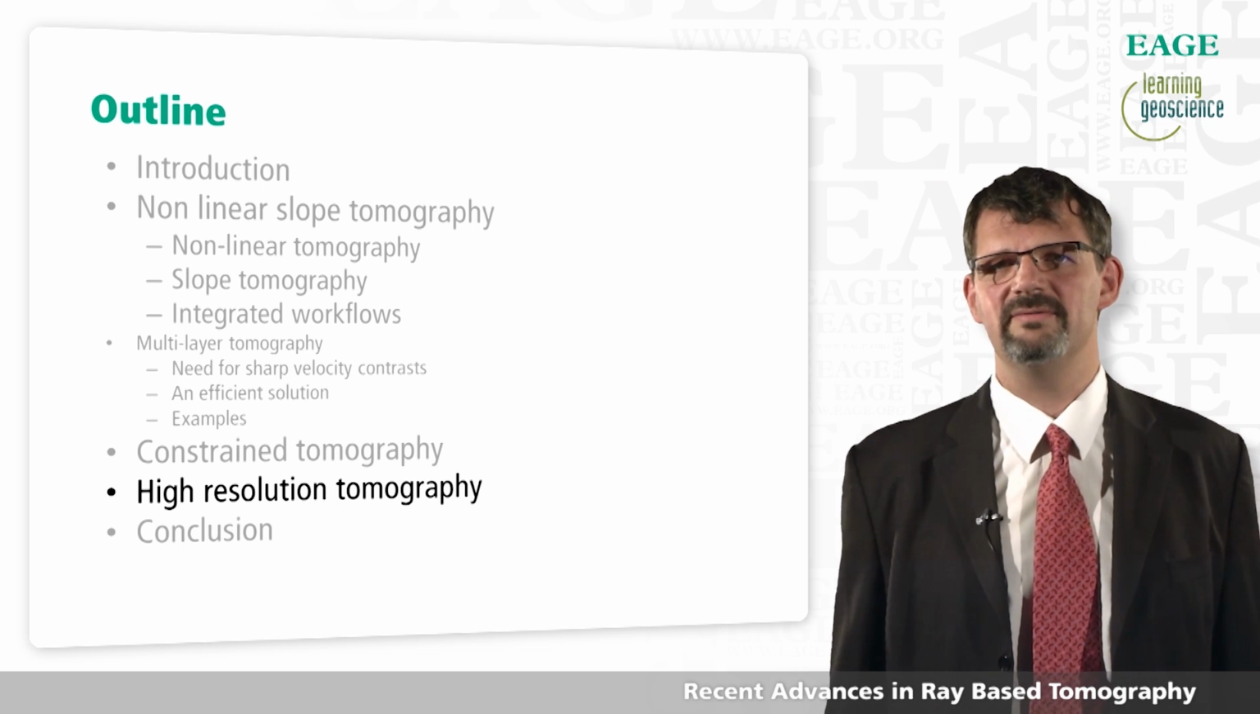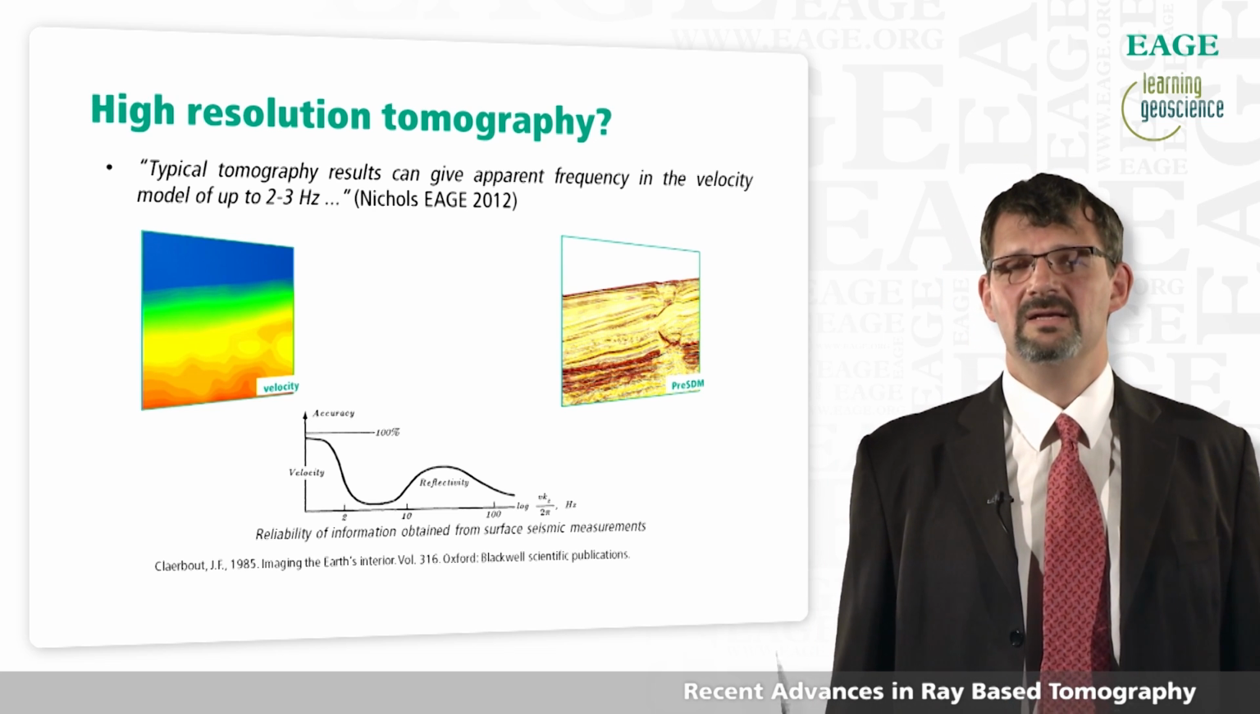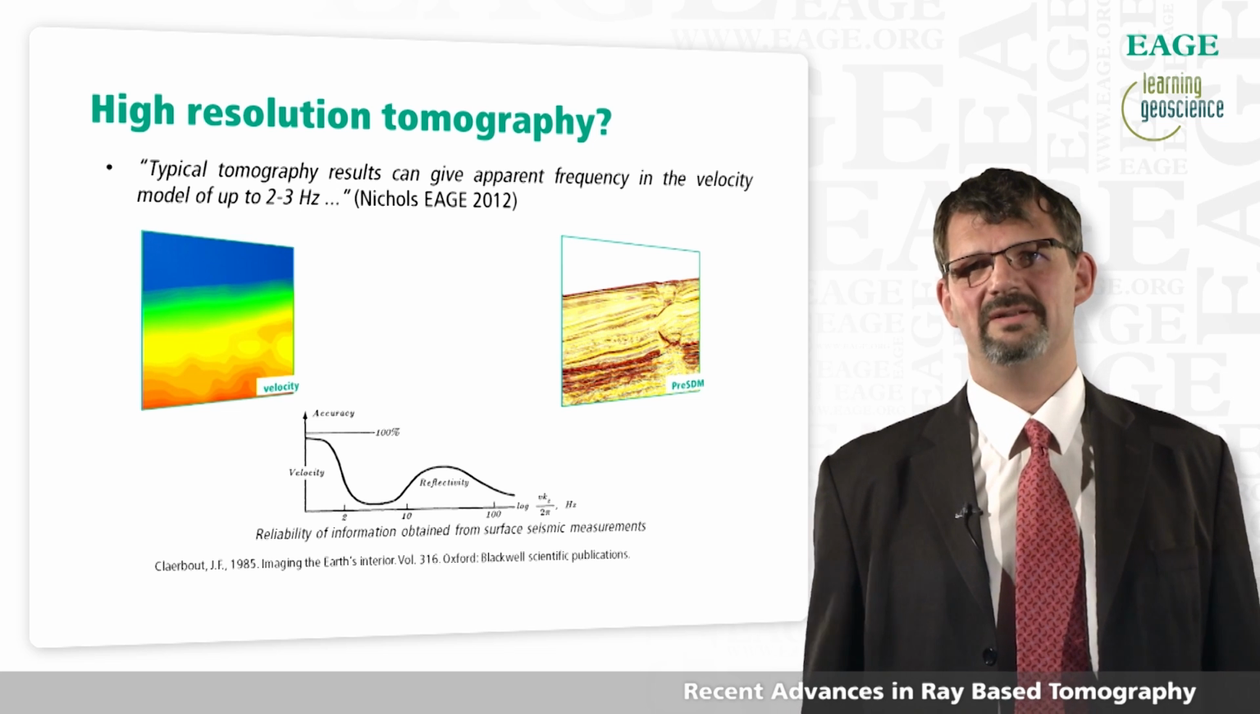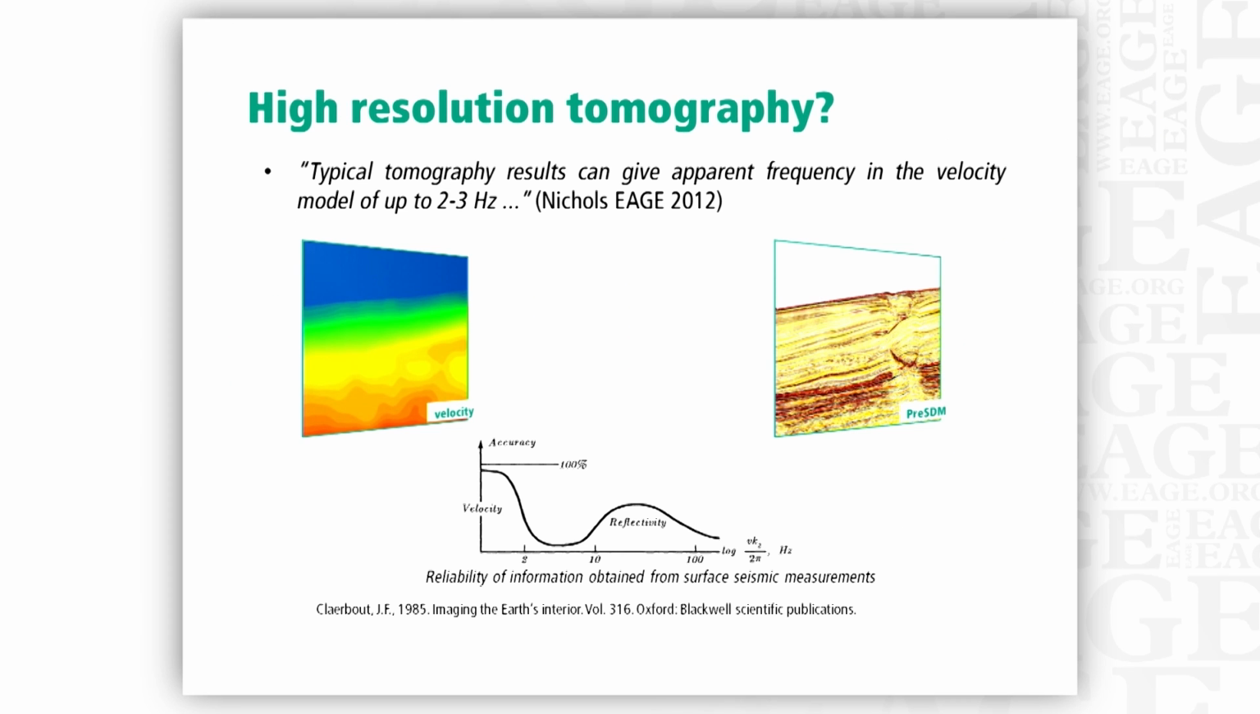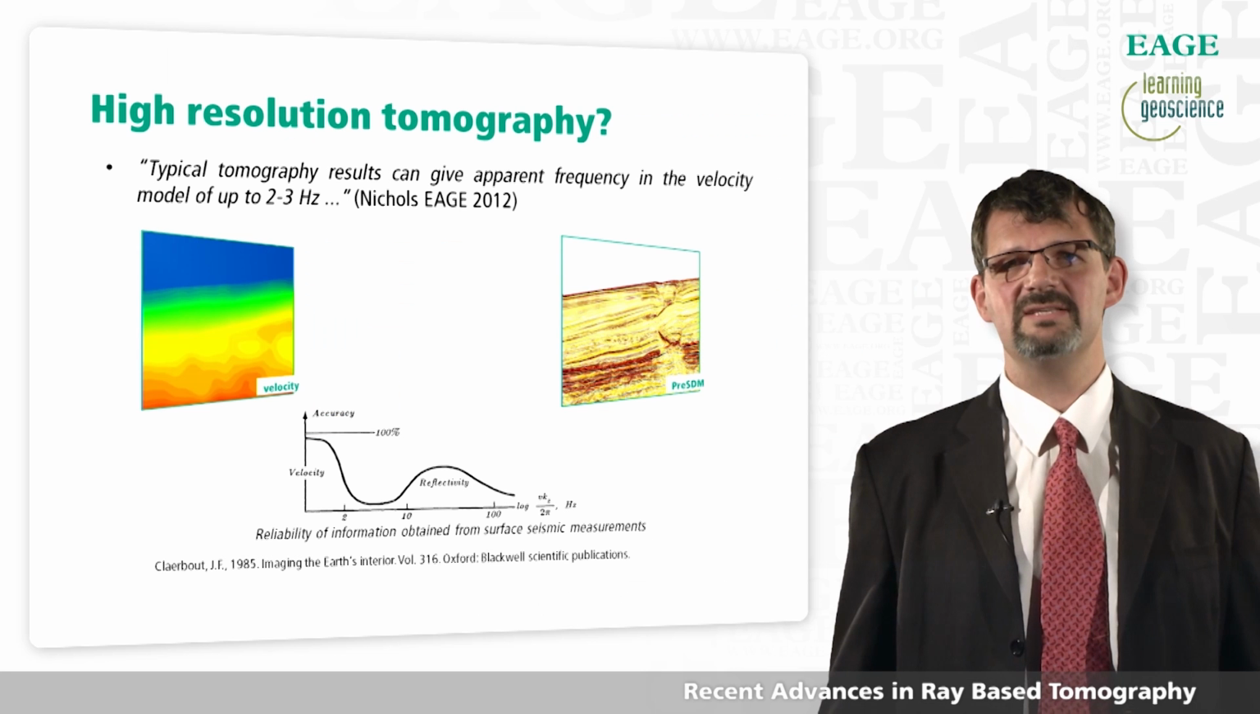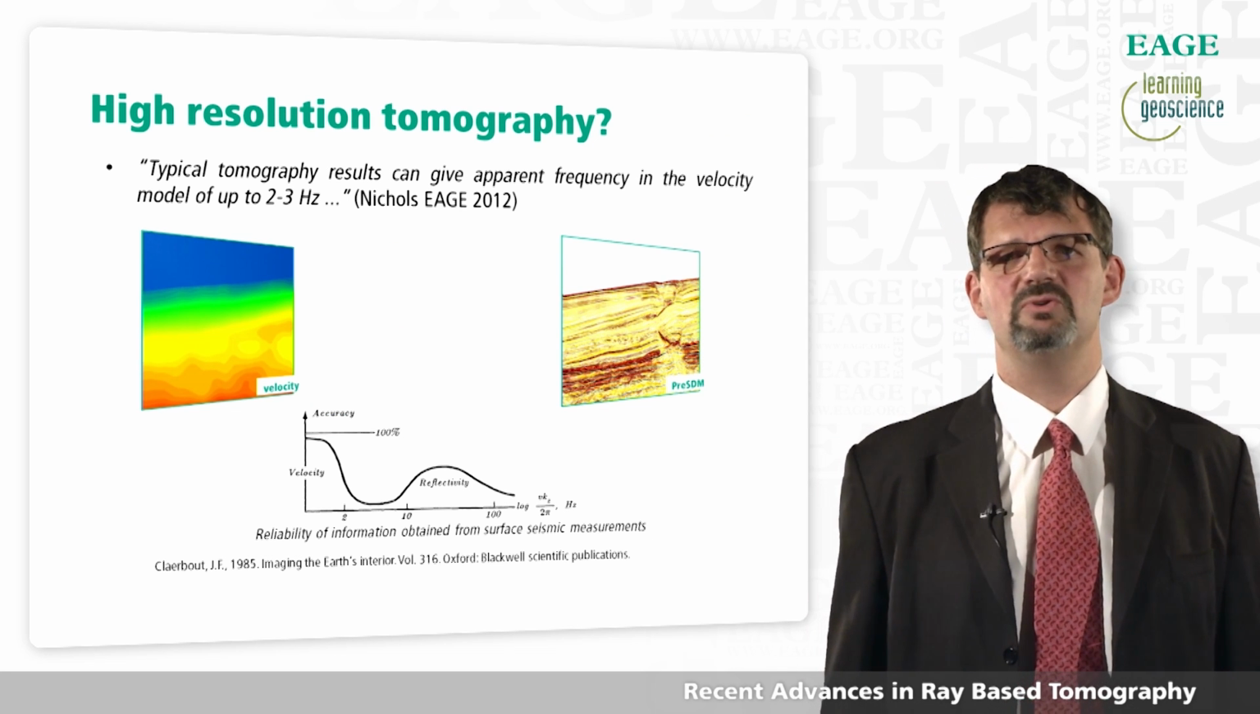High resolution tomography. So there is a very old statement in seismic imaging, which was that typical tomography results can give apparent frequency in the velocity model of up to 2 to 3 Hz. This was emphasized a long time ago, for example, by John Claerbout, as a part of the potential resolution of seismic imaging from surface data.